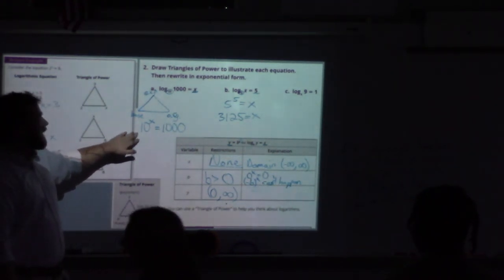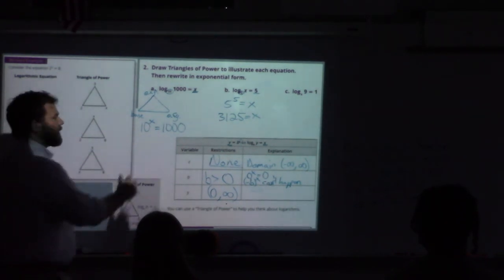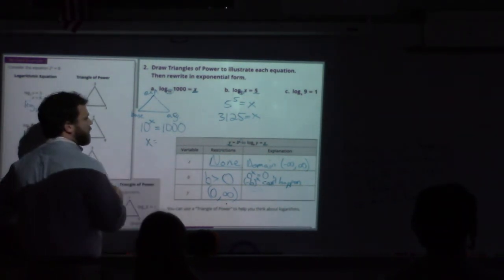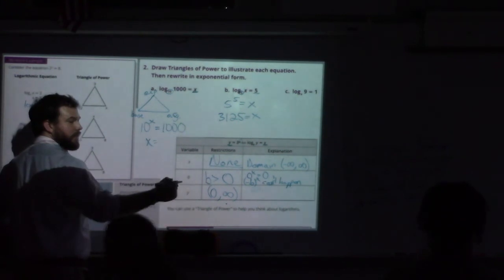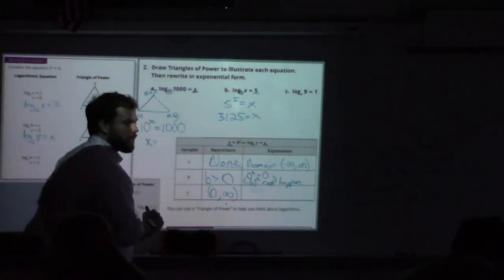Alright, looking at this, any guesses what the exponent would be? What x is equal to? 10. Sorry. Put 10 to the 4th then into the calculator.